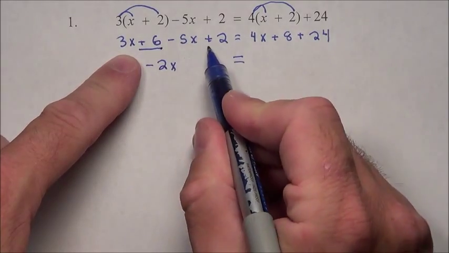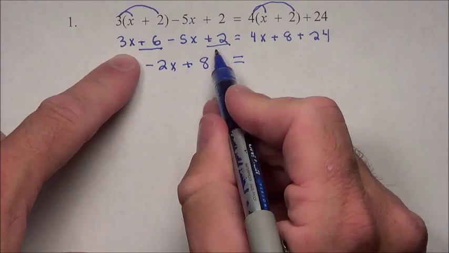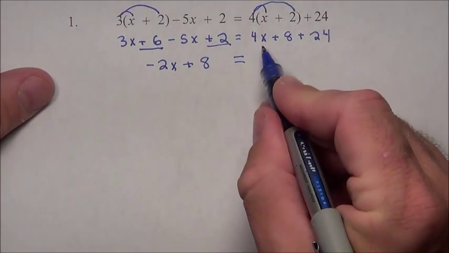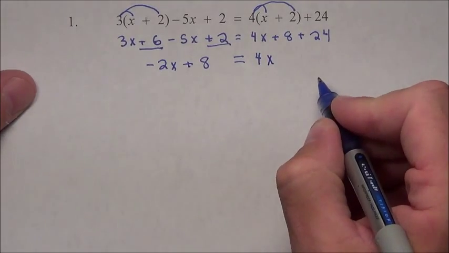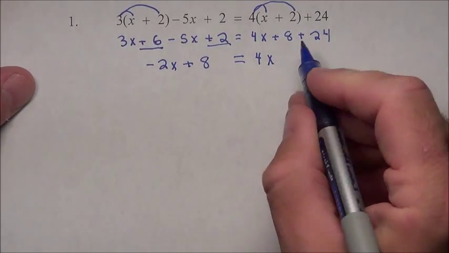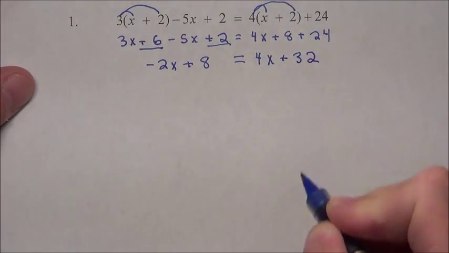Here's the plus 6 plus 2 more. Well, that's a gaining of 8. If you gamble, win 6, win 2 more, you've won 8. Here 4x is by itself. There are no other x's to combine with it here on the right hand side of the equal. 8 and 24, those are both numbers. Those can go together: 32.